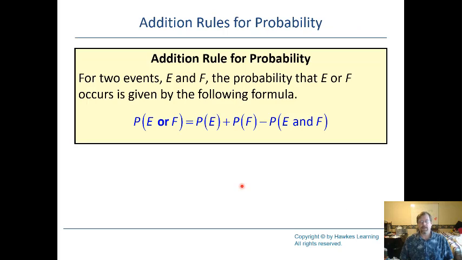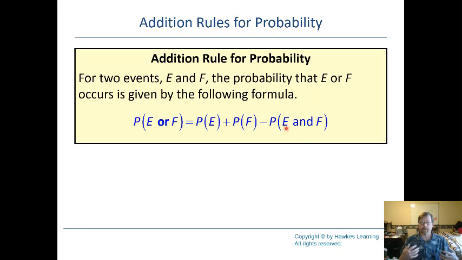Okay, we also have this nice addition rule. If we've got two events, we'll call them E and F, the probability that either event could occur, either E or F. So if I was after dice that had a 3 or a 4, for example, I could use a formula like this: calculate the probability of having a 3, calculate the probability of having a 4, subtract off the probability of having a 3 and a 4.